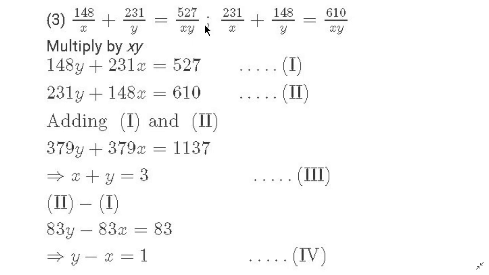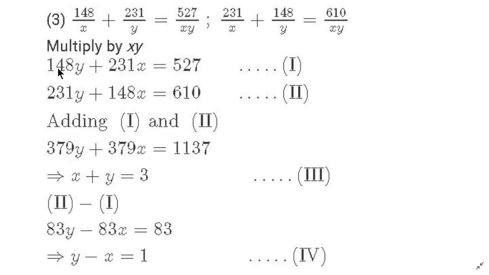So we can see here xy is an extra term. We want only a constant on the right hand side. The standard equation format is ax plus by is equal to c. We want the constant term on the right hand side of the equal sign, but these variables are coming on the right hand side, so we have to cancel out these x and y. So we will multiply both the equations by xy.